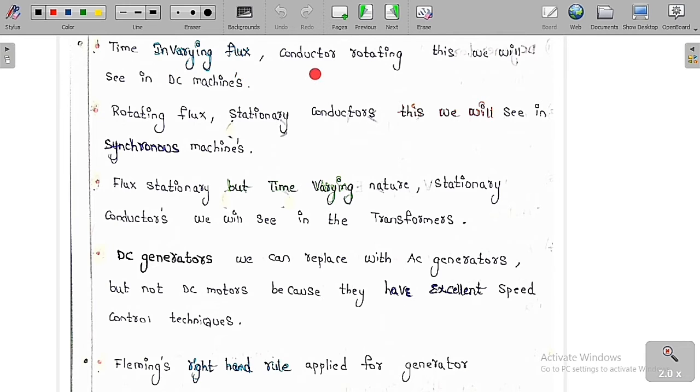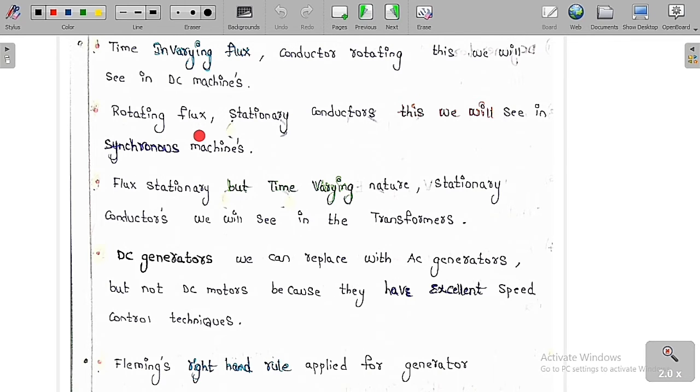Time invariant flux with conductor rotating, this we will see in the DC machines. In DC machines, the flux is a constant, it will always be stationary with respect to the surface, whereas the conductors are going to get rotated. So the flux is constant in nature, but the conductors are rotating. Whenever the flux is constant with respect to time and the conductors are rotated, whatever EMF is induced in the conductors is called the dynamically induced EMF.